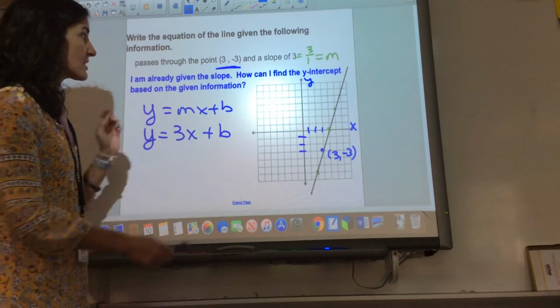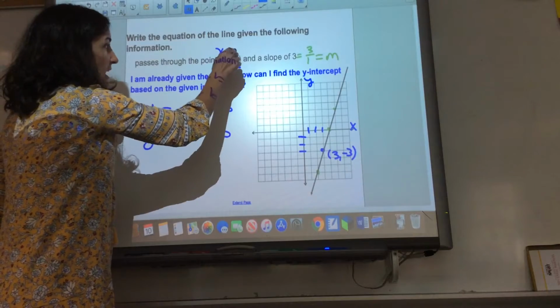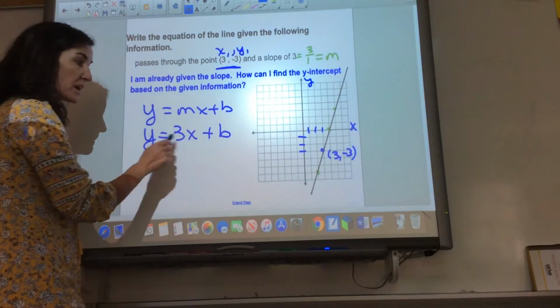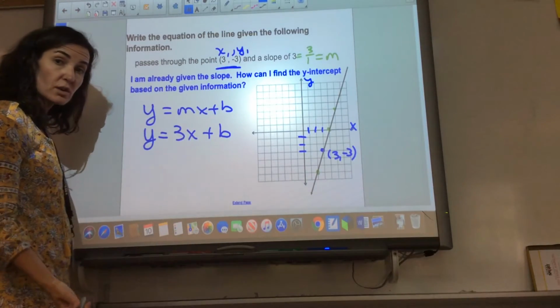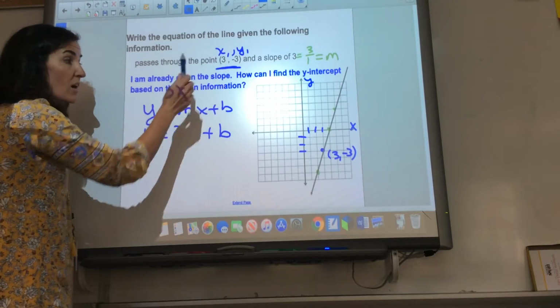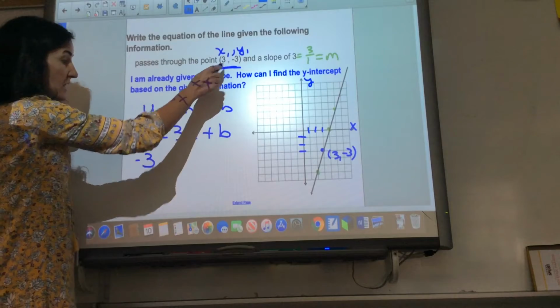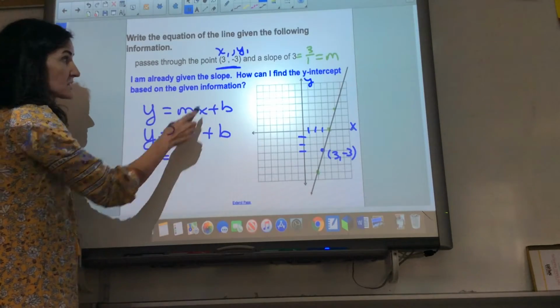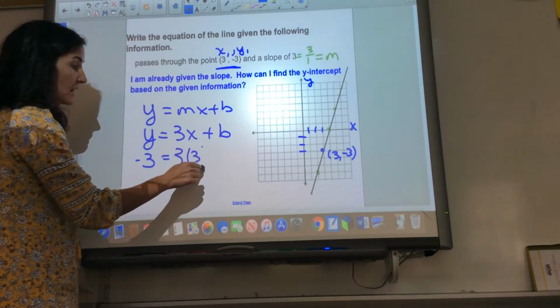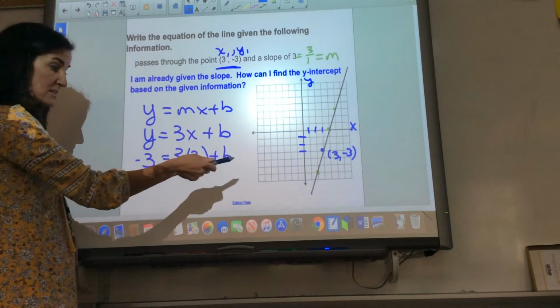So we could take that. This is just x1, y1, and I could plug it in, right? And our equation should be true. When we substitute in a point on a graph, it should make the equation true. So I could substitute in negative 3 for y, and then substitute in positive 3 for x. And now I can solve for b.